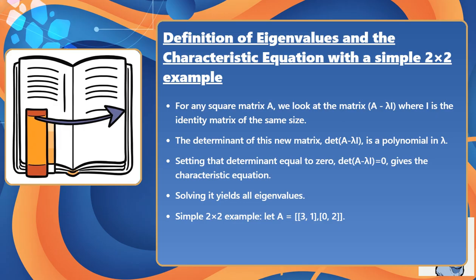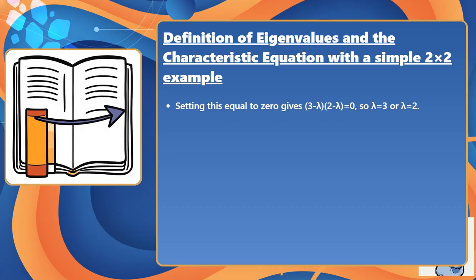Simple 2 by 2 example. Let A equal the matrix with first row 3, 1 and second row 0, 2. Then A minus lambda I equals the matrix with first row 3 minus lambda, 1 and second row 0, 2 minus lambda. Its determinant is (3 minus lambda)(2 minus lambda) minus 0 times 1, which equals (3 minus lambda)(2 minus lambda). Setting this equal to 0 gives (3 minus lambda)(2 minus lambda) equals 0. So lambda equals 3 or lambda equals 2. These are the eigenvalues of A.